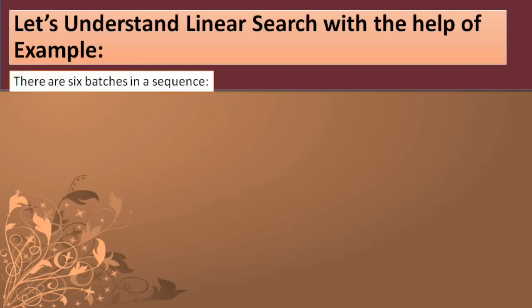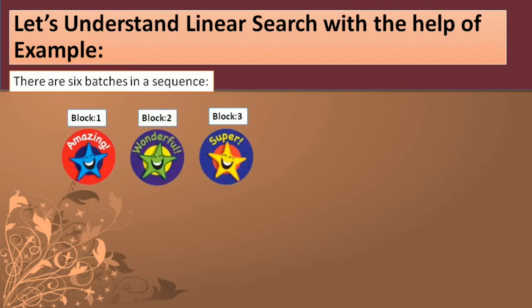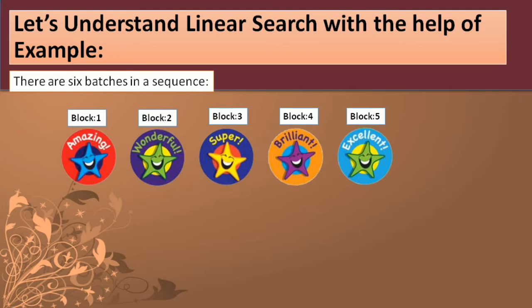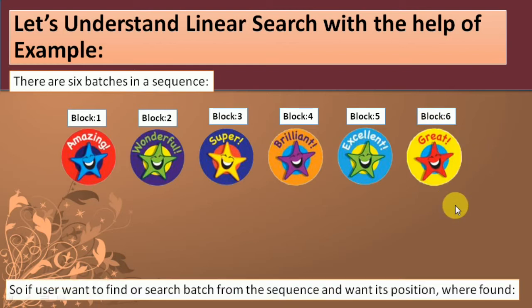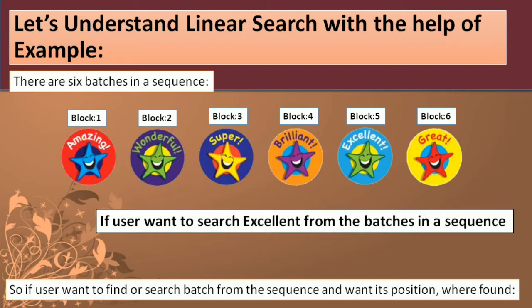If there are 6 batches in a sequence, batch 1, 2, 3, 4, 5 and 6, and each batch is in a block, 1, 2, 3, 4, 5, 6. Now if the user wants to search one of the batches from a sequence and wants its position, suppose the user wants to search excellent from the batches in a sequence. You know what is the meaning of sequences.